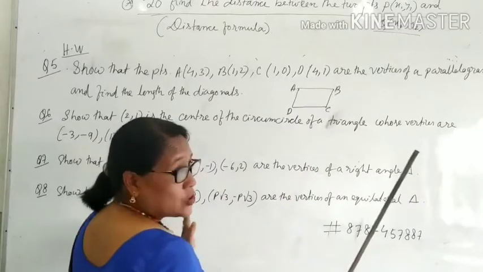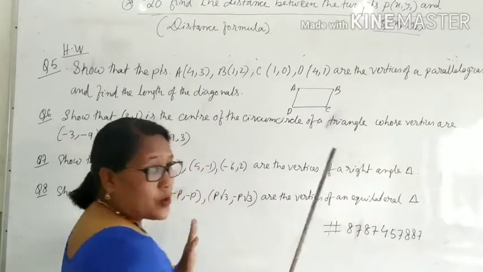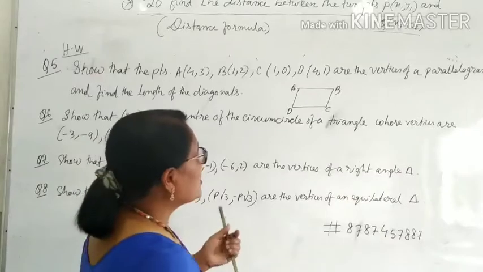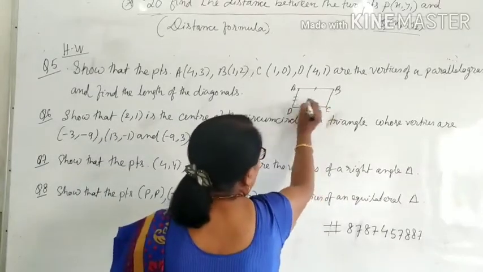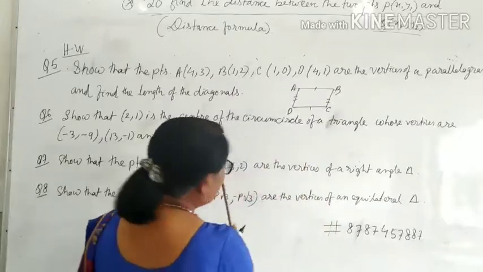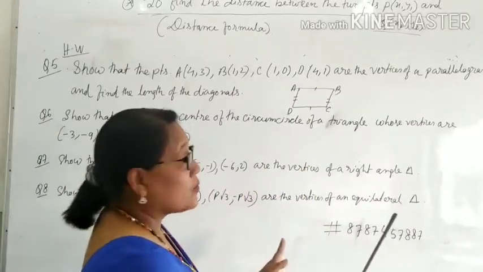We use the property of a parallelogram: the opposite sides of a parallelogram are equal. With that, it is similar to the previous two, question number 4.